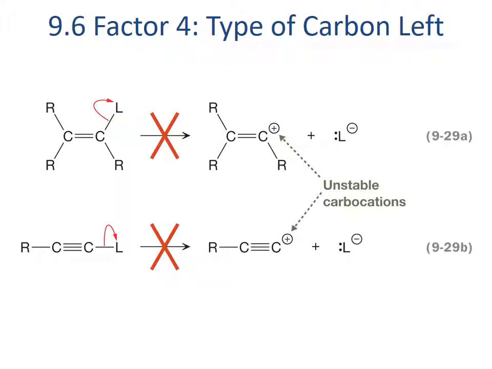When we have a leaving group, there are two charges to stabilize. We've talked about stabilizing the negative charge on the leaving group, but we also need to stabilize the positive charge that's left behind. The first thing to note is that those carbons are never sp2 or sp. They are always sp3.